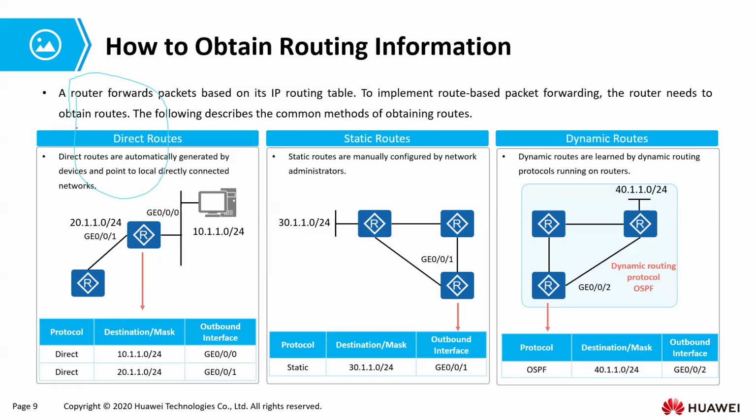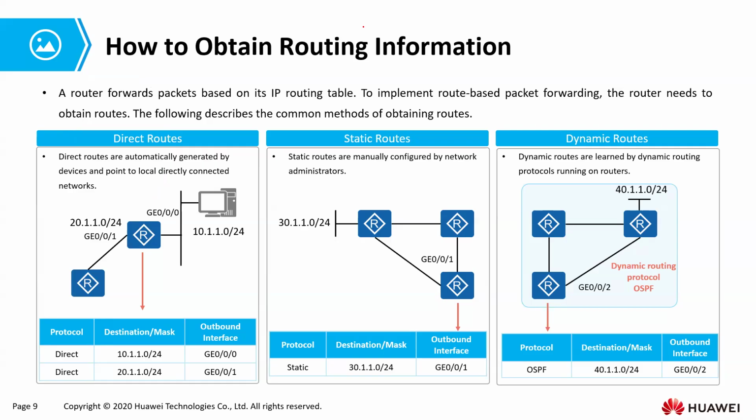Then we go to how to obtain routing information. A router forwards packets based on its IP routing table. To implement route-based packet forwarding, the router needs to obtain routes. The following describes the common methods of obtaining routes.